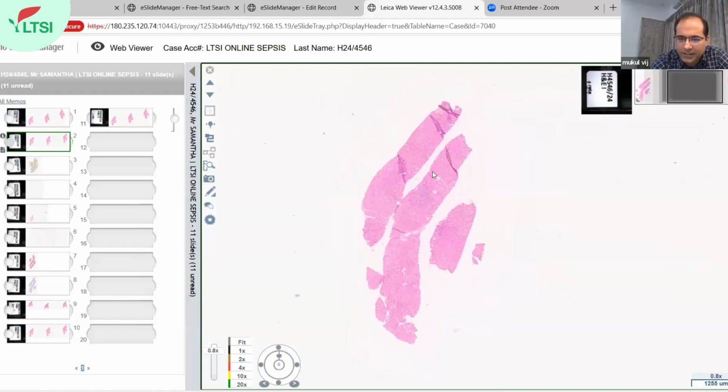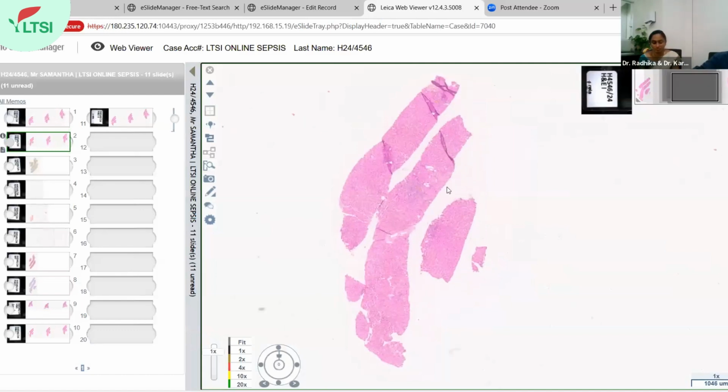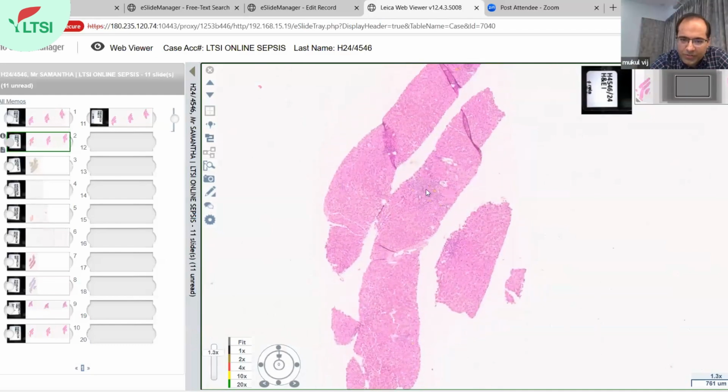Mukul sir. Yeah. So this is the biopsy we received. You can see this biopsy here, and okay, there's some rolling over of the tissue.